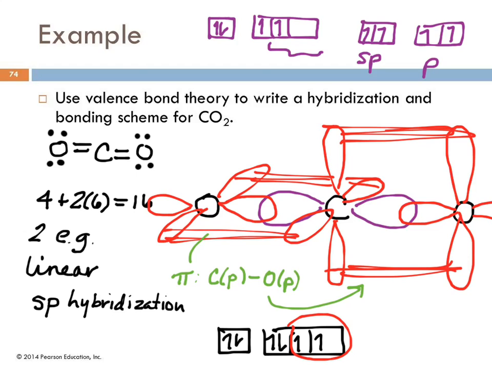And then we've got, where can I put this? We've got this guy down here. What's that one? Sigma. And now we've got the sp on the carbon and what on the oxygen? Just p. Do we have another one of those?